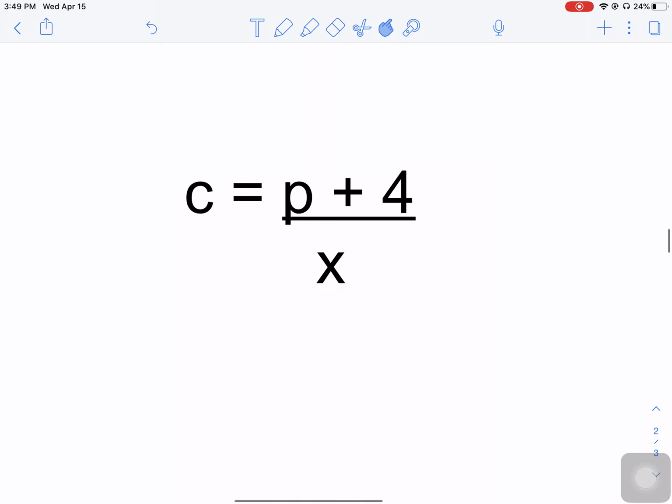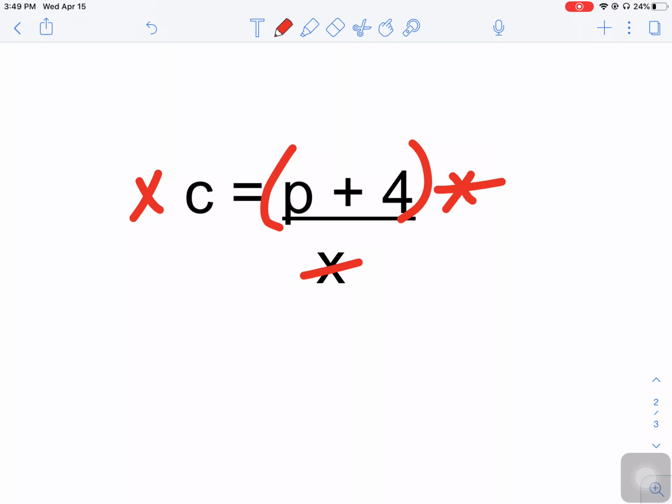All right, so now we got x on the bottom. This makes things a little bit more complicated. We don't want x on the bottom, so what I'm going to do is put the p plus 4 in parentheses, and then I'm going to multiply it by x. But whatever I do to the left side, I have to do to the right. So x cancels out, and I'm going to rewrite my equation, xc equals the quantity p plus 4.